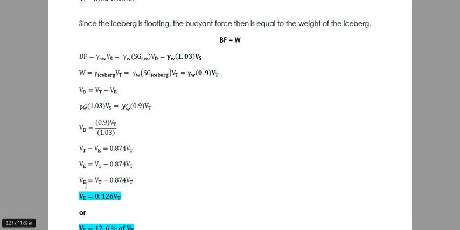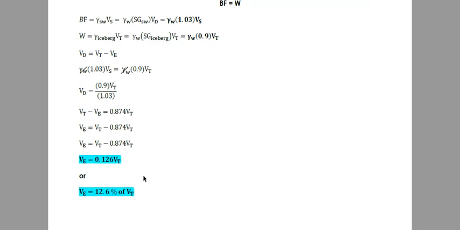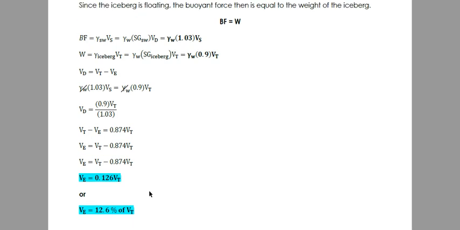That would become VE now is equal to VT minus ito. Then VE is equal to 0.126 of VT. Or, multiply natin ito ng 100 para maging percent siya. So, VE, exposed volume, is 12.6% of the total volume. So that's how we solve for the exposed volume in terms of the total volume. So 12.6% of the total volume.